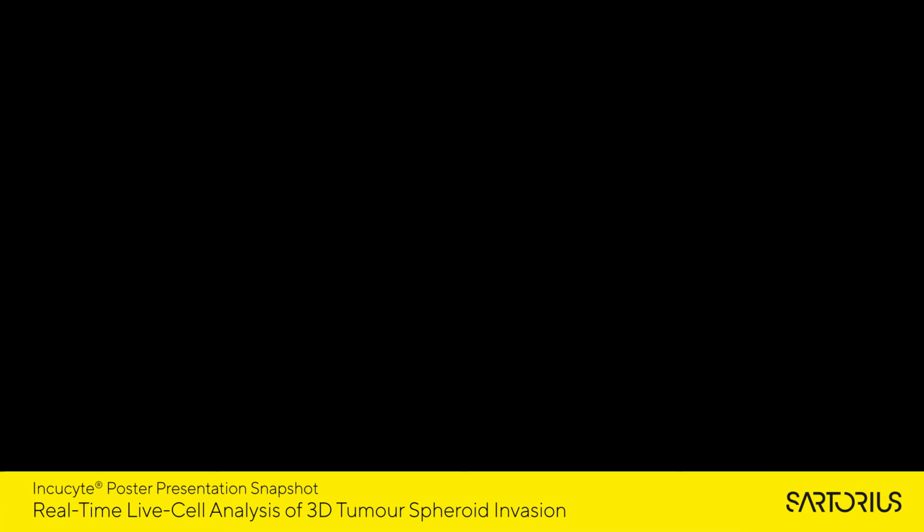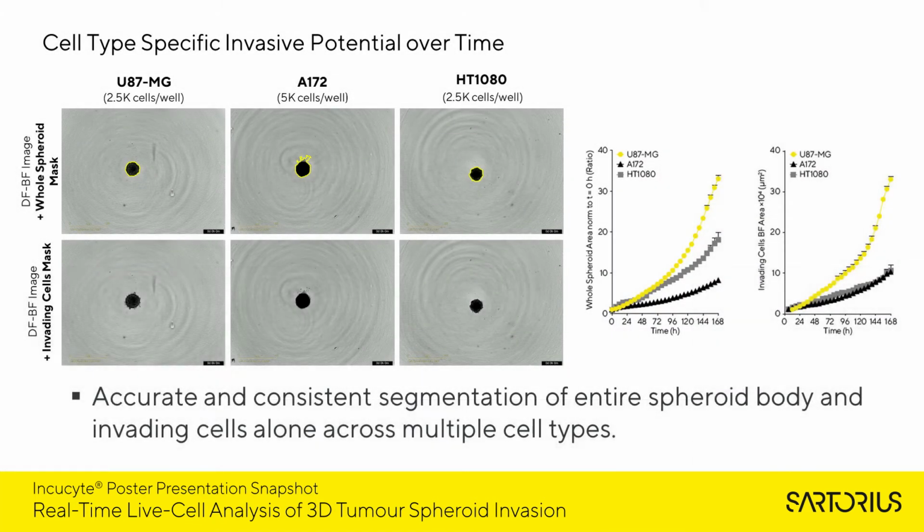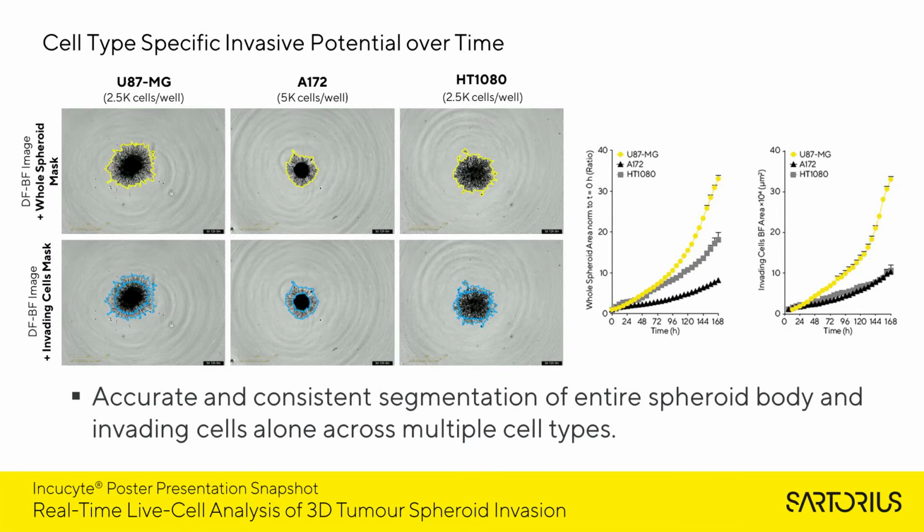So to assess the metastatic potential of tumour cells in 3D, we also then seeded some U87, A172 and HT1080 spheroids in ULA plates and allowed them to form spheroids prior to being embedded in matrigel for 7 days. And these time-lapse videos revealed cell-type specific invasive capabilities and demonstrated the software's ability once again to accurately and consistently segment the whole spheroid area or the invading cell area across a range of cell types.